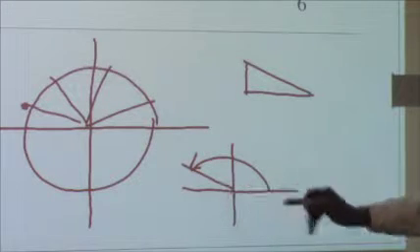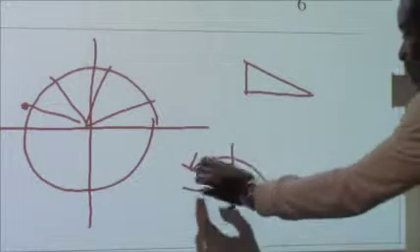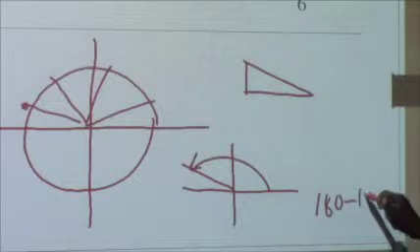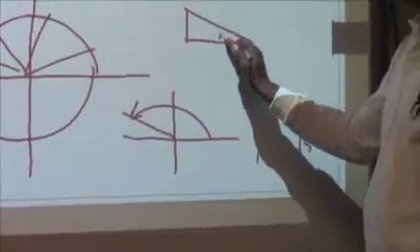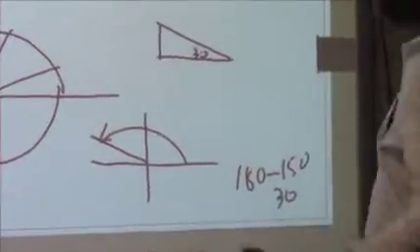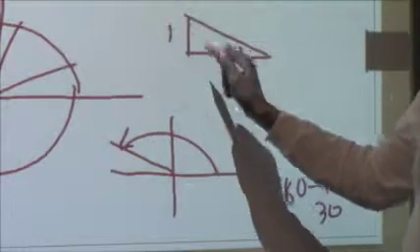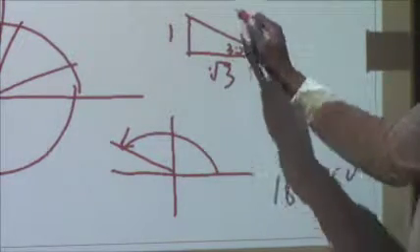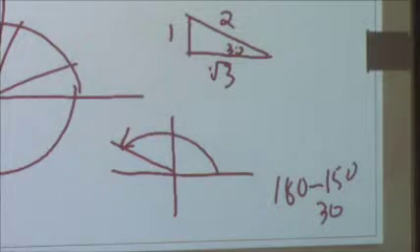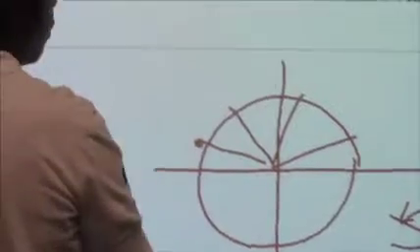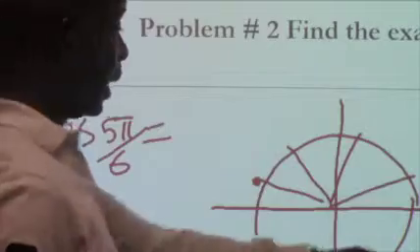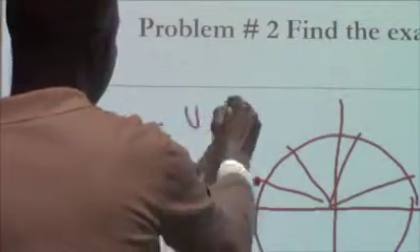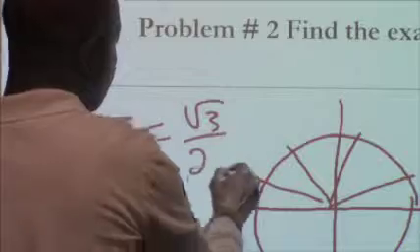I will take 180 degrees, because that angle is located in this quadrant, minus 150 from it, and I will get 30. So I'm dealing with this angle here being 30. The side opposite it will be the shorter side. This side is going to be square root of 3, and this side is going to be 2. What am I finding in this problem? I'm finding the cosine. So the cosine of 5 pi over 6 is equal to the adjacent, which is square root of 3, over the hypotenuse, which is 2.